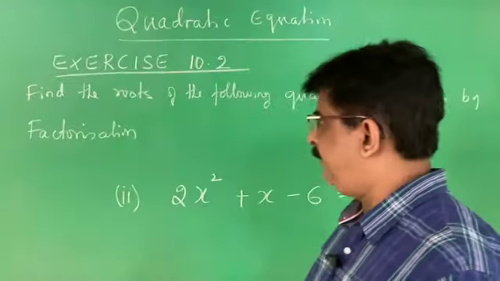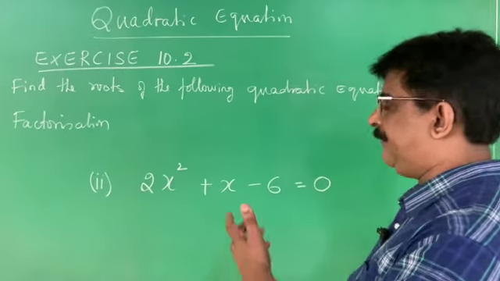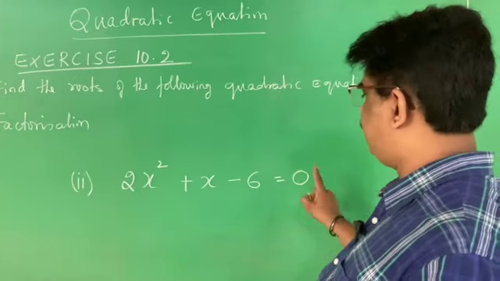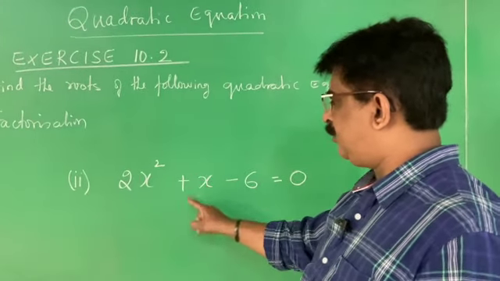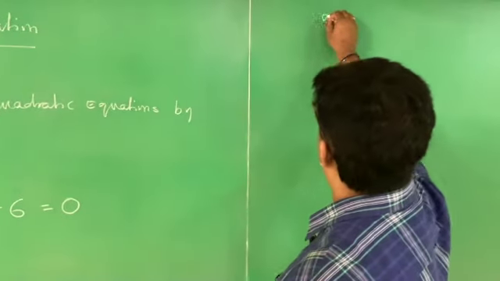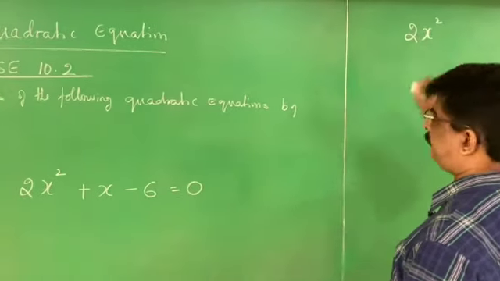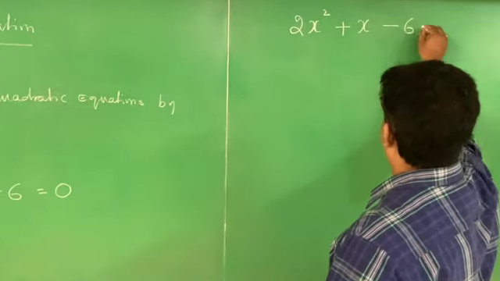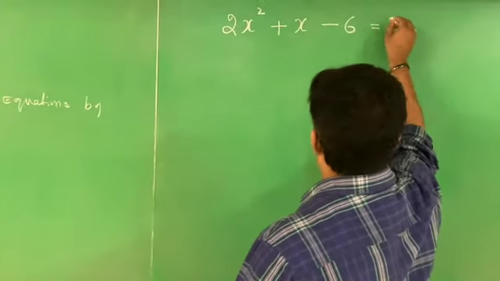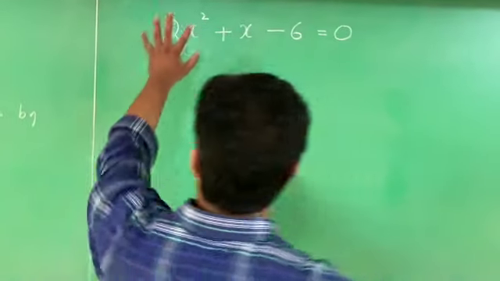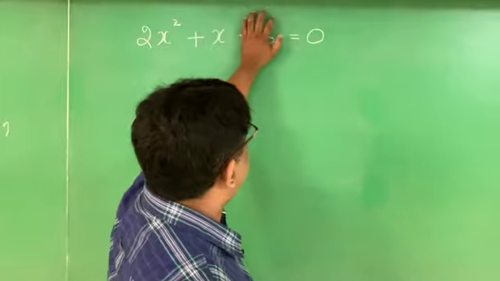The problem of exercise 10.1, first main question, is 2x square plus x minus 6 is equal to 0. We are to find the roots of this quadratic equation by factorization. First I write the problem. 2x square plus x minus 6 is equal to 0. First step, it should be in standard form. See, ax square plus bx plus c is equal to 0.